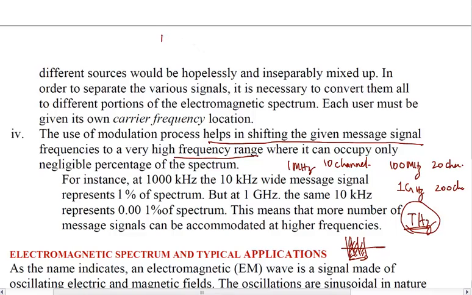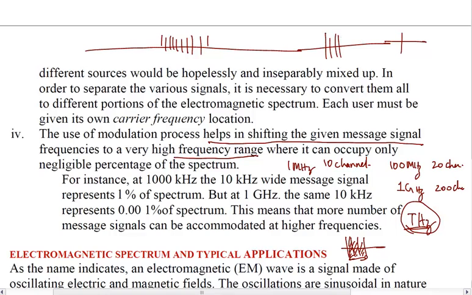So what is spectrum? As I said, the lower frequency will have a certain spectrum range, which can be divided into 10 bandwidths. When you go to a different spectrum at a high frequency, the number of channels will be huge. Why? Because the spectrum is large. So as you go up in frequency, the number of channels will keep on increasing. Okay, so these are the main reasons.